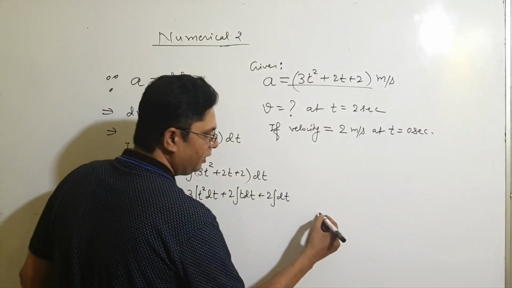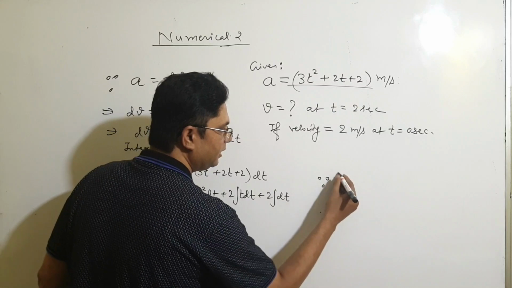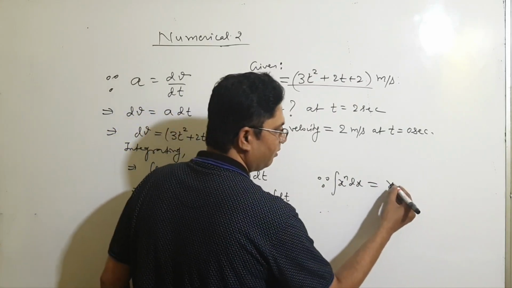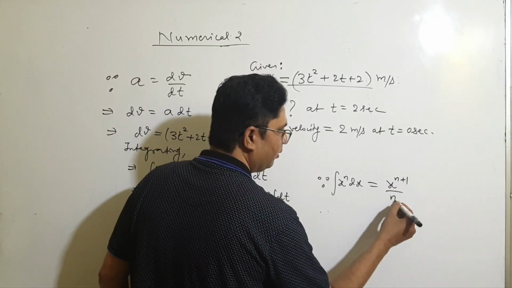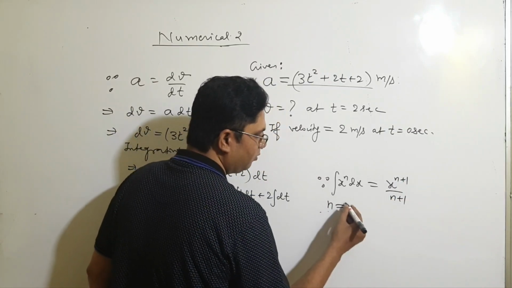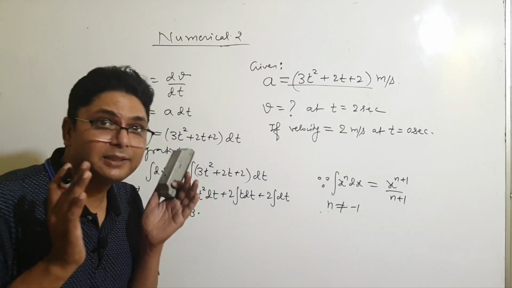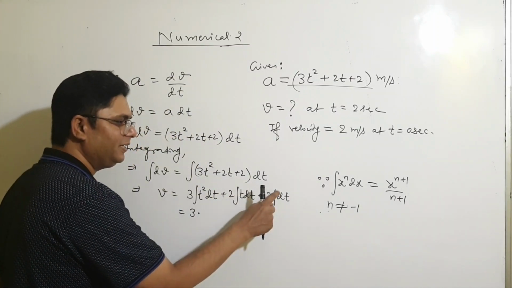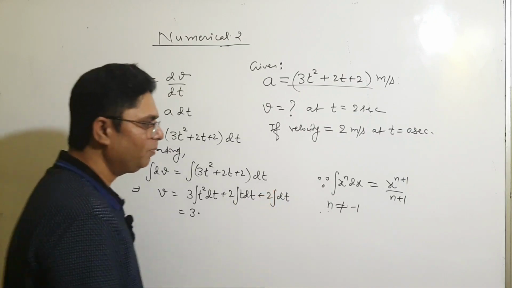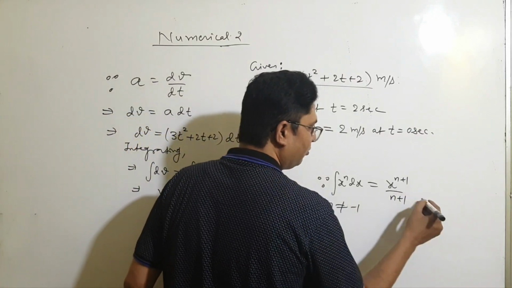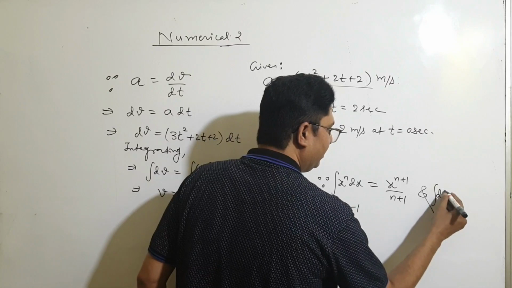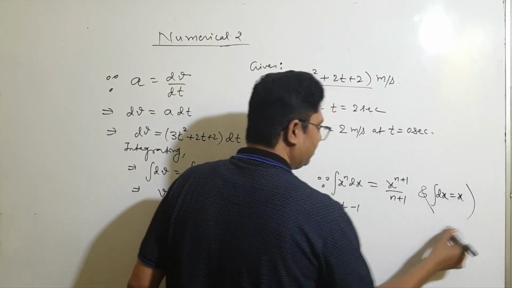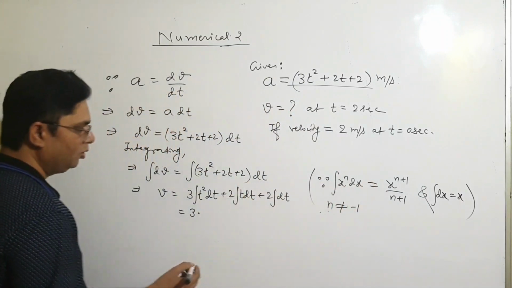You know the formula for integration. Integral of x^n dx is equal to x^(n+1) upon (n+1), where n is not equal to minus 1. Here n is 2 for the first term, n is 1 for the second, and n is 0 for the third because t is t⁰. You also know the second formula, integral of dx is equal to x. So apply this here.